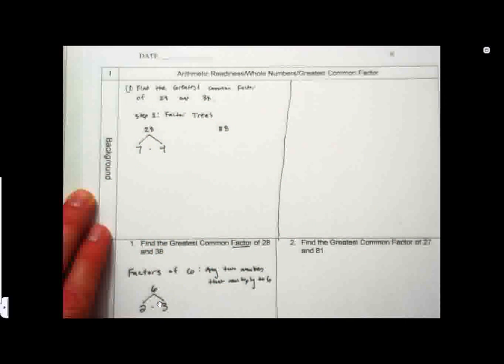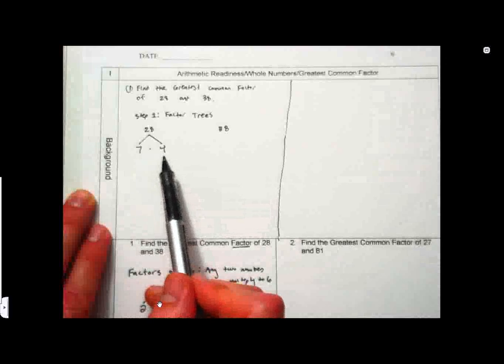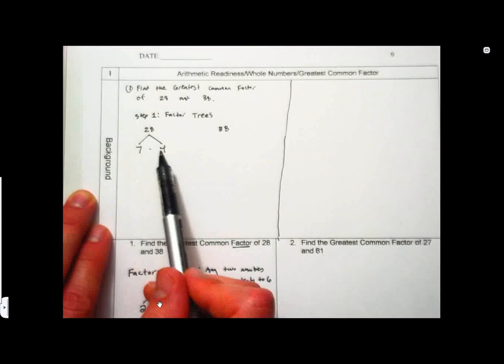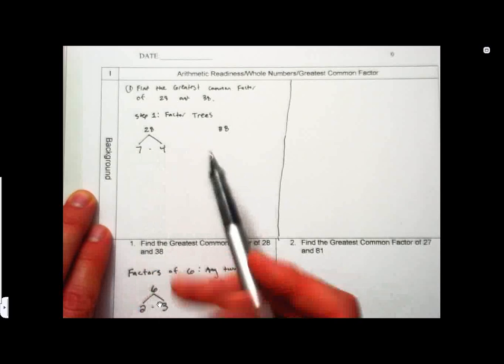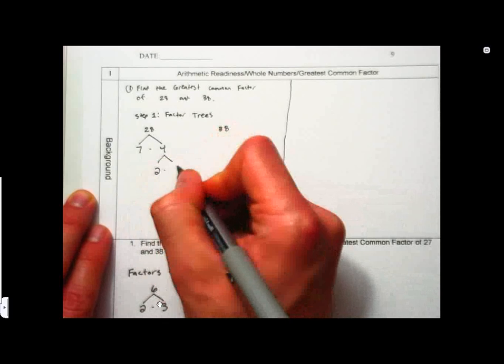And if I look at the 7 and the 4, I need to decide if I can break either of those numbers down further. Well, the 7 I really can't break down into two smaller numbers. I can break it down to 7 times 1, but that really doesn't help me. 4, however, I can break down into two smaller numbers multiplied together to be 4. So 4 can be broken down into 2 times 2.